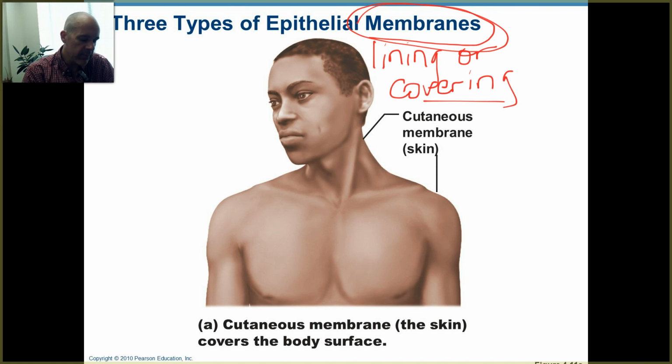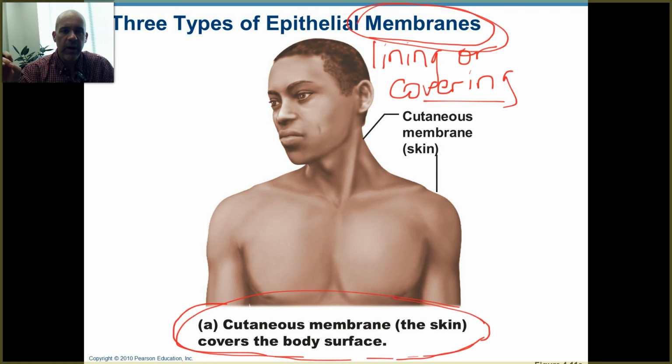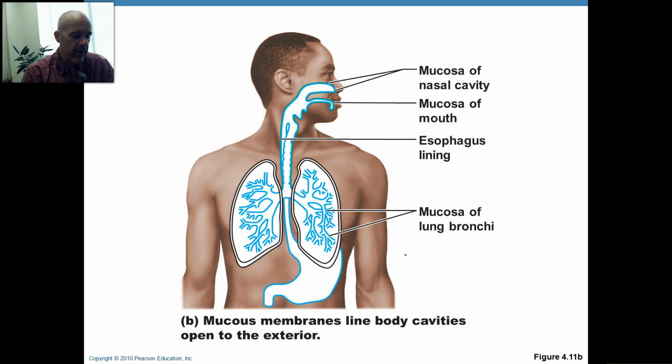Cutaneous membrane, that's just another name for the skin. Maybe you've heard of subcutaneous before, like you go beneath the skin. So cutaneous refers to the skin. And the skin is a membrane. It's a lining or a covering of some type.